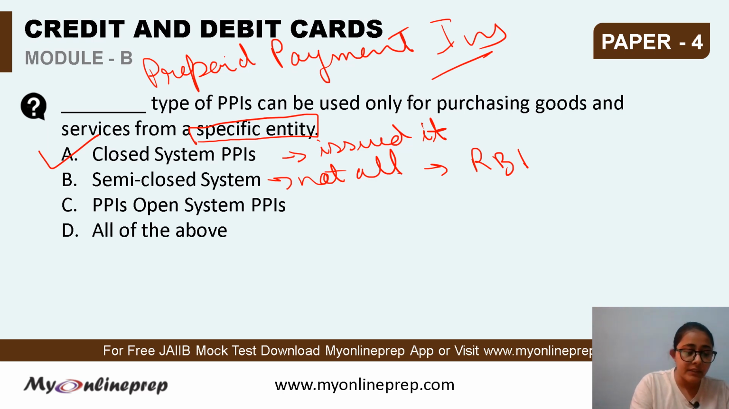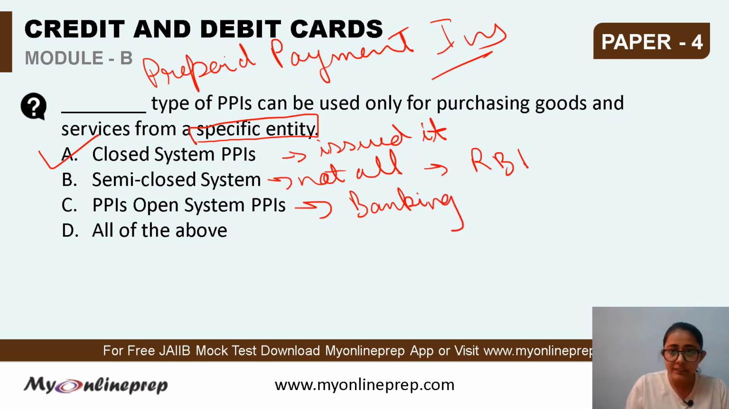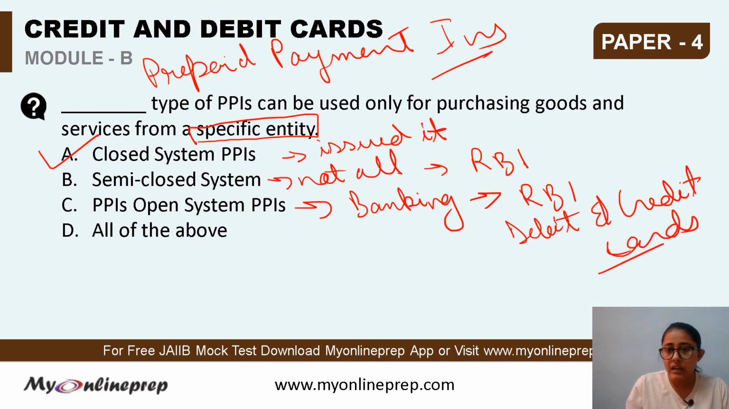And the open system PPIs, these are the ones which can be only issued by the banking institutions, only the banking institutions that have been approved by RBI. And these can be used anywhere to facilitate the purchases, remittances, cash withdrawals, etc. For example, here come the debit and credit cards.